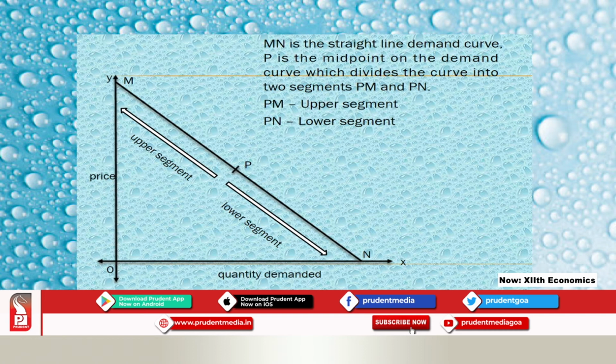This is the way we would go ahead and draw a demand curve, right? Now in this case, remember, it's a straight line intersecting both the x and the y axis. So Mn is a straight line linear demand curve, okay, and point P is the midpoint of this segment Mn. Now this midpoint divides the entire line Mn into 2 parts or 2 segments, Pm, which is the upper segment, and Pn, which is the lower segment.